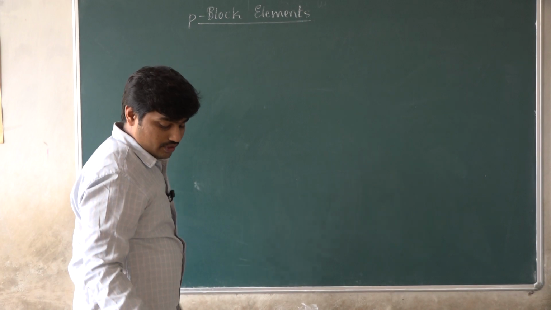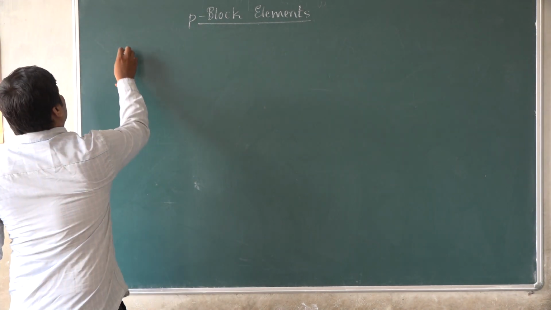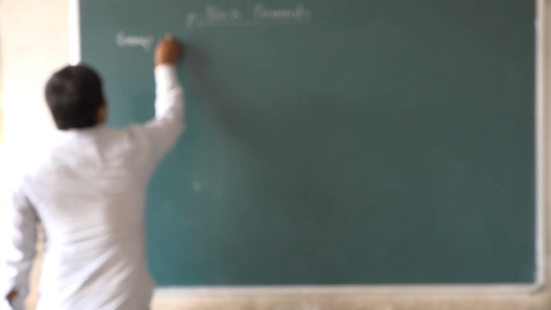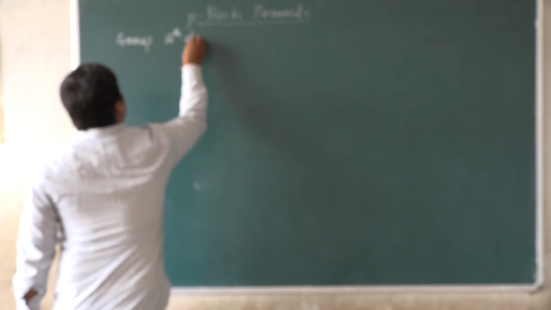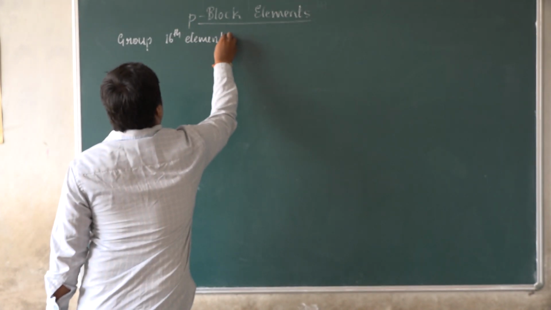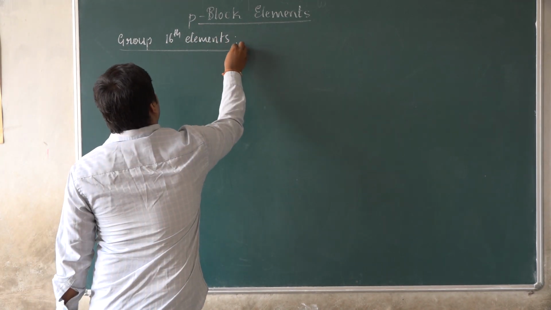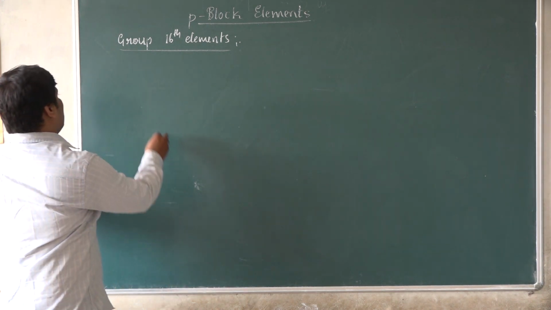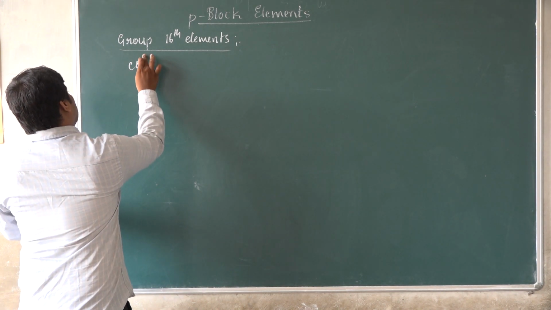Now let's move on to the group 16 elements. What are the elements present in group 16? Group 16 is also known as the chalcogens.